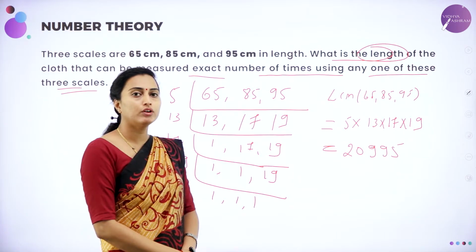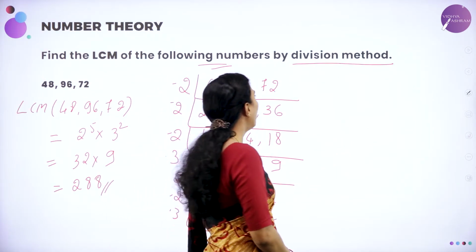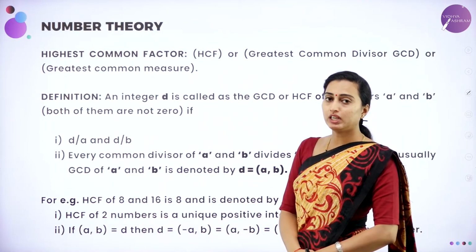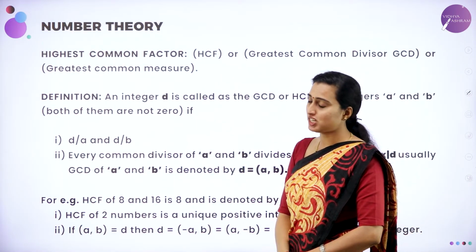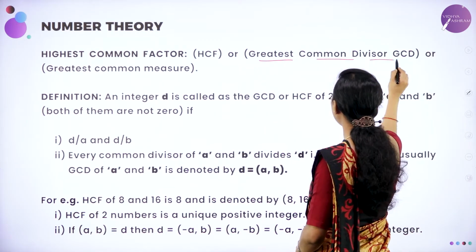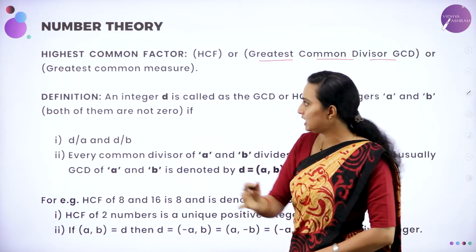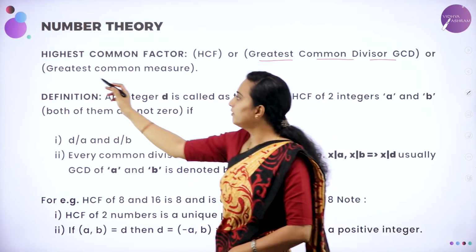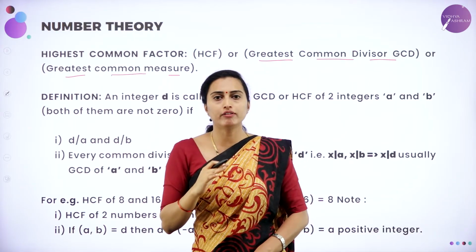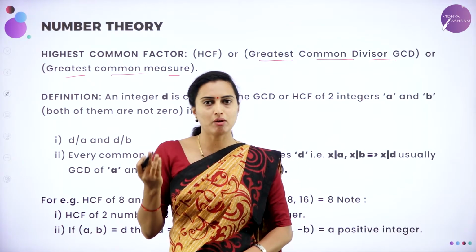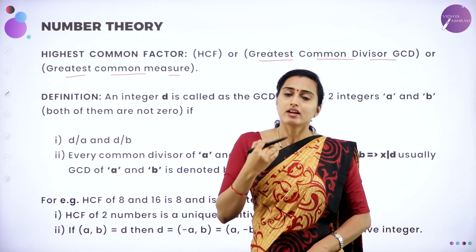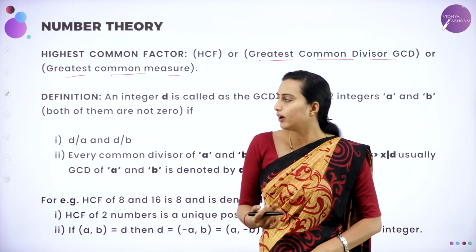So, we'll be moving on to the next, which is how to find out the HCF, that means highest common factor. HCF is also known as greatest common divisor, that is GCD, or you are going to have greatest common measure. All these are names of HCF, highest common factor. You are going to have greatest common divisor, greatest common measure.